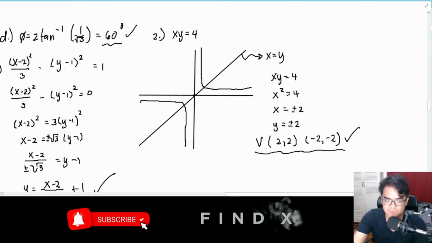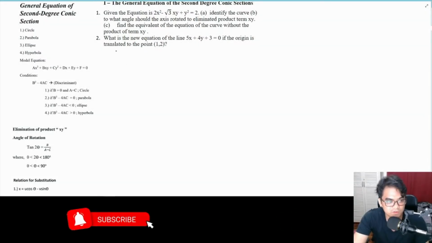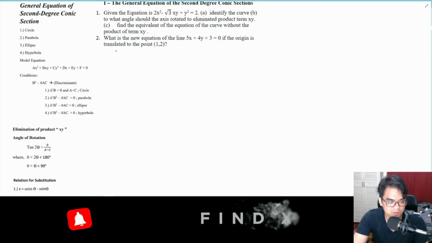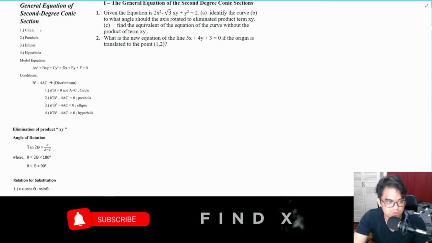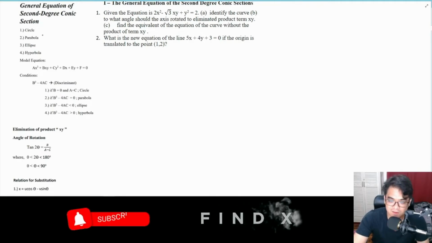Okay? So let's move on to the next topic. So for the next topic, we have general equation of the second degree conic section. So we have, of course, 4 conic sections. Second degree conic sections, we have circle, parabola, ellipse, and hyperbola. Of course, we will not be including the line because that is not a second degree. That is only a first degree conic section.